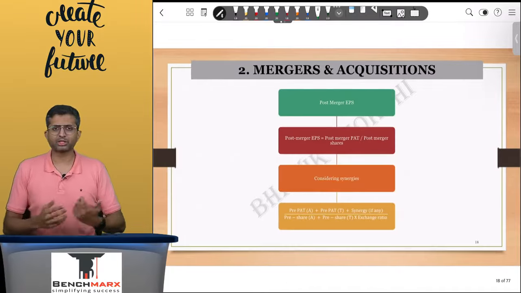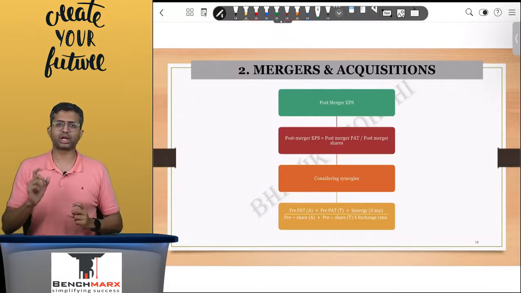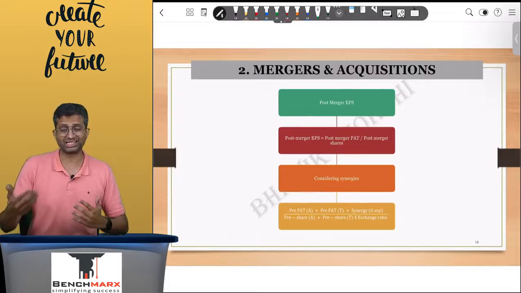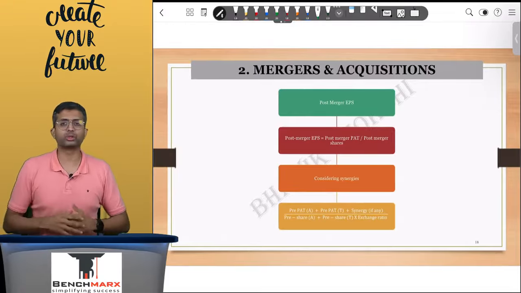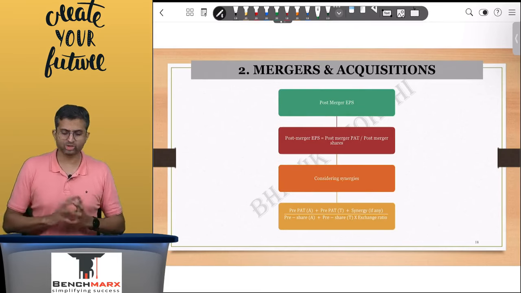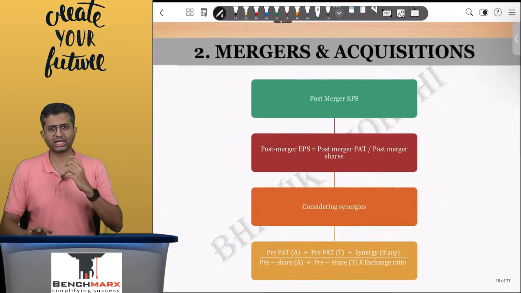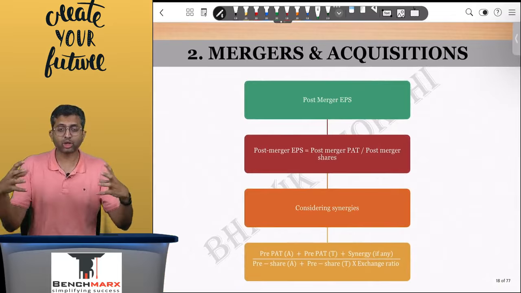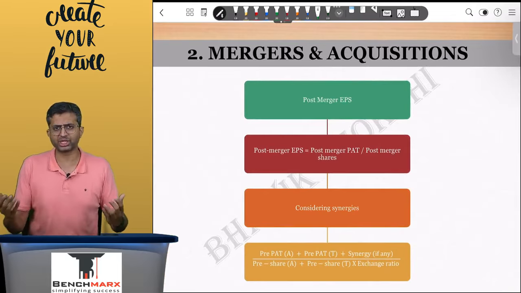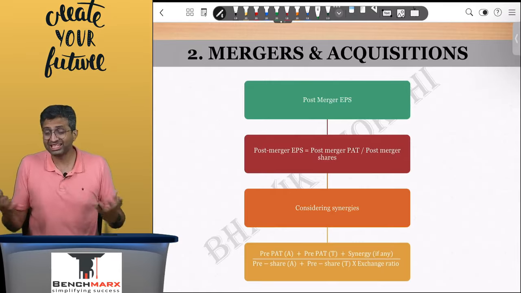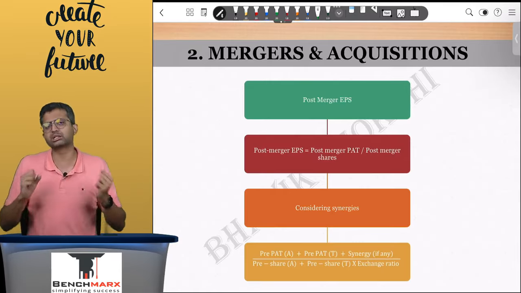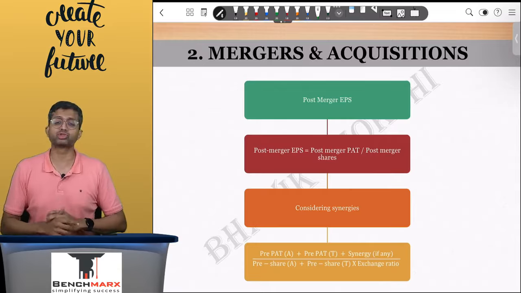The important part of the chapter starts when you try to calculate the post-merger EPS and then use that information to calculate the post-merger market price. The post-merger EPS, earnings per share, is calculated by taking the total of pre-merger PATs, profit after tax. So the post-merger EPS is the sum total of the pre-merger profits after tax, even if there's no synergy, since the two businesses will still continue, divided by the post-merger number of shares.